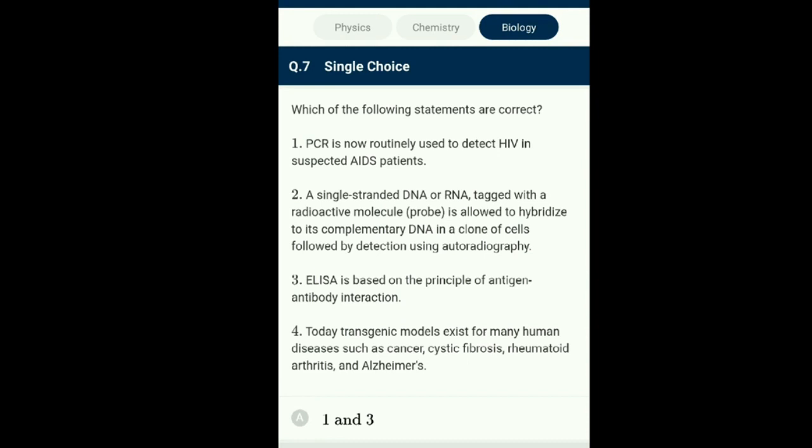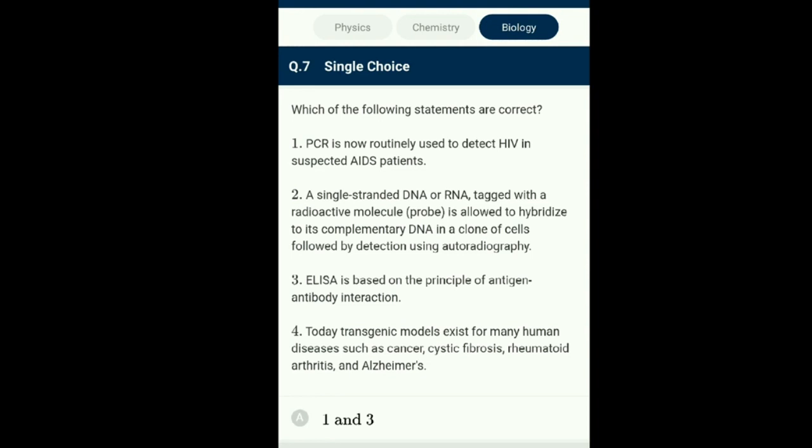A single standard DNA or RNA tagged with a radioactive molecule, generally called a probe, is allowed to hybridize to its complementary DNA in a clone of cells, followed by detection using autoradiography. The clones having mutated genes will hence not appear on the photographic film because the probe will not have complementarity with the mutated gene. ELISA is based on the principle of antigen-antibody interaction. The infection by a pathogen can be detected by the presence of antigens, that is proteins, glycoproteins, etc., or by detecting the antibodies synthesized against the pathogen.